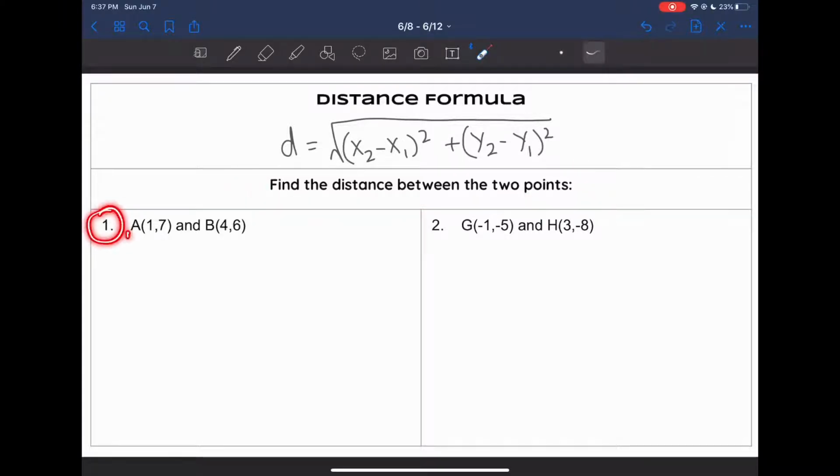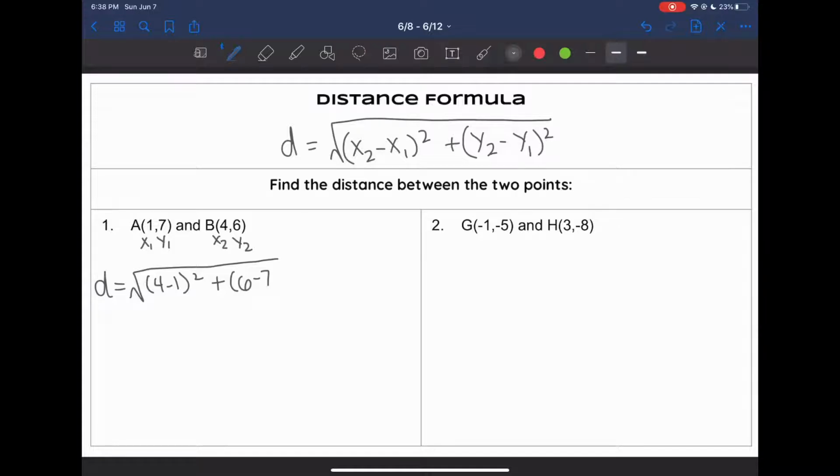So in problem number 1, we have one point A that is (1, 7), and then the other point B, which is (4, 6). So that means that we have an x1, a y1, x2, y2. So the distance between these 2 points is going to equal the square root of (4 minus 1) squared plus (6 minus 7) squared.